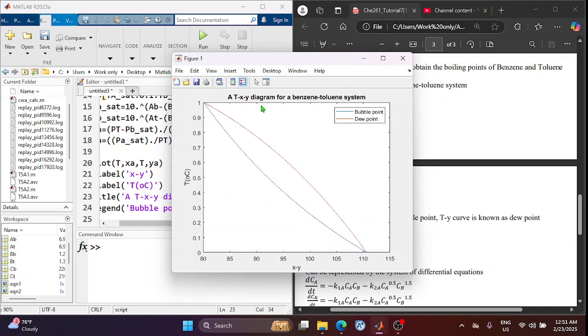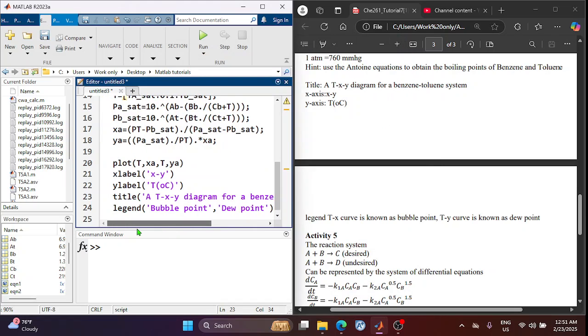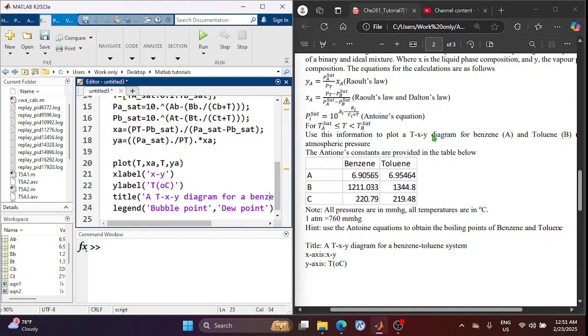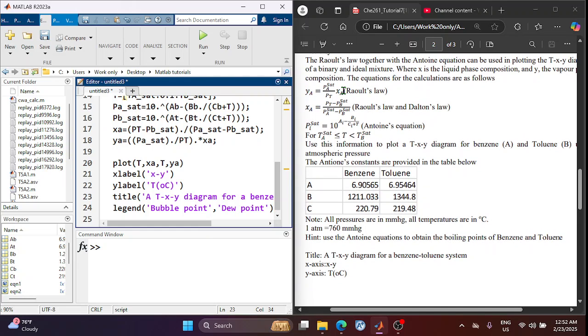Okay, so now if I run this, I'm going to have my title, my legend, and I have the labels for the axis as well. So this is how we go about this question. And I think the major part of this question has to do with the parts where we have to make T the subject. So I'll just briefly go over it again so that we get the understanding. If we want to find our Y, we need to find our X. If we want to find our X, we need to find our saturation pressures. And to find our saturation pressures, we need the Antoine constants and the temperature.